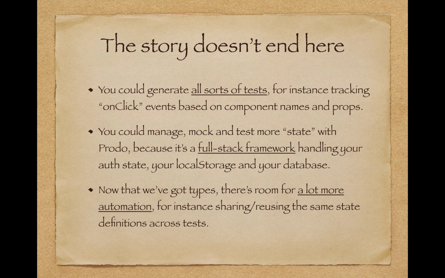And finally, now that we've got types, there's room for a lot more automation as well around optimizing these tests that we generated, right? So for instance, if you record 10 different snapshots with a state object which is very similar, then we can refactor the common part in a different file, and then only modify them for each of the tests if that's something that can simplify the overall code base.